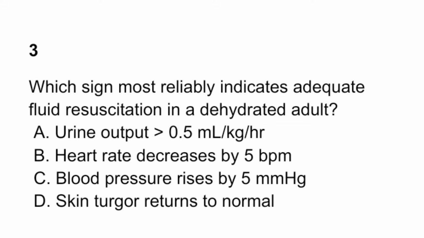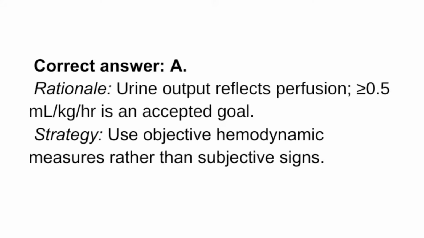3. Which sign most reliably indicates adequate fluid resuscitation in a dehydrated adult? A. Urine output greater than 0.5 milliliters per kilogram per hour. B. Heart rate decreases by 5 bpm. C. Blood pressure rises by 5 millimeters of mercury. D. Skin turgor returns to normal. Correct answer, A. Rationale: urine output reflects perfusion, greater than or equal to 0.5 milliliters per kilogram per hour is an accepted goal. Strategy: use objective hemodynamic measures rather than subjective signs.